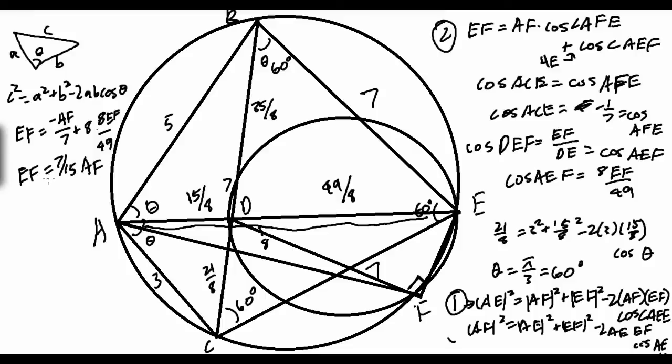When you sub this into the first equation, we know AE is 8. So you get 8 squared, and the first equation is this thing again. You get 8 squared equals AF squared. Remember, everywhere EF shows up, you put EF in terms of AF. And also cosine AFE, we know, is negative 1/7. So you get everything in terms of AF.